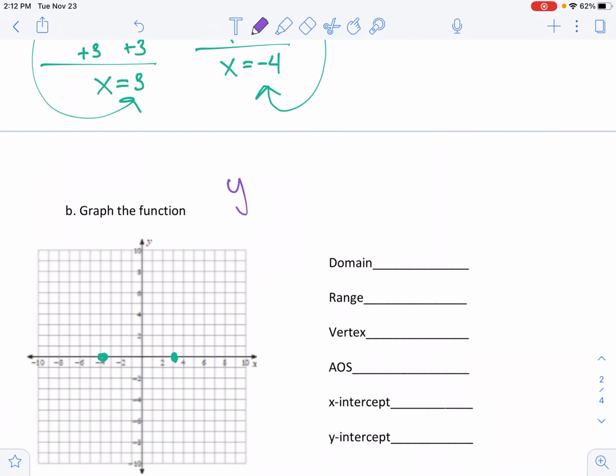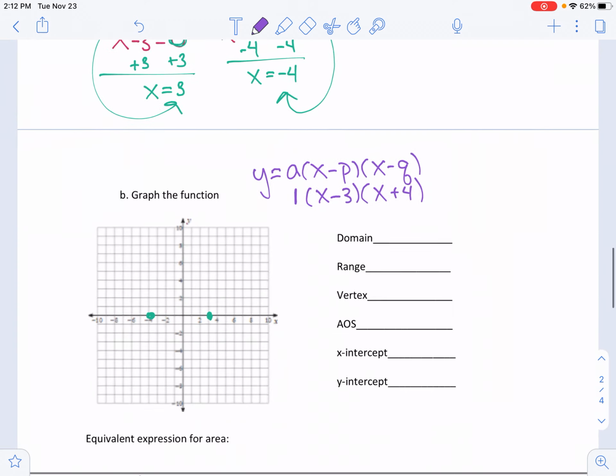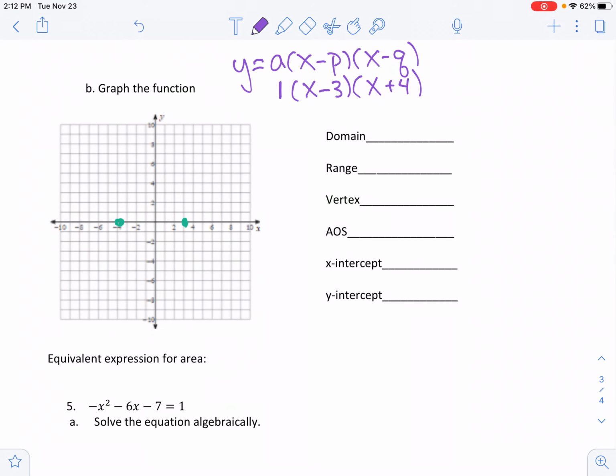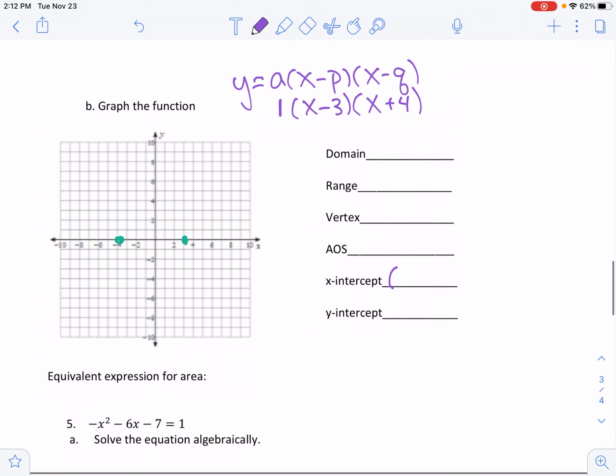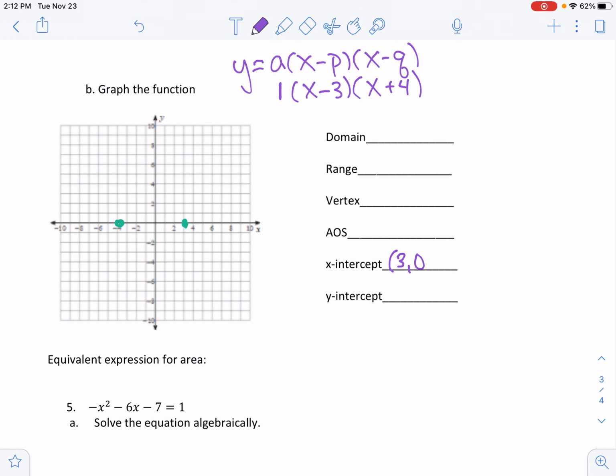I'm going to really rewrite it. So again, as I was saying, P and Q, this is factored form. So what we had: 1, x minus 3, and x plus 4. And just like we know from Unit 2, my x-intercepts are, I had opposite signs, positive 3, 0, and negative 4, 0, which is what we found algebraically.